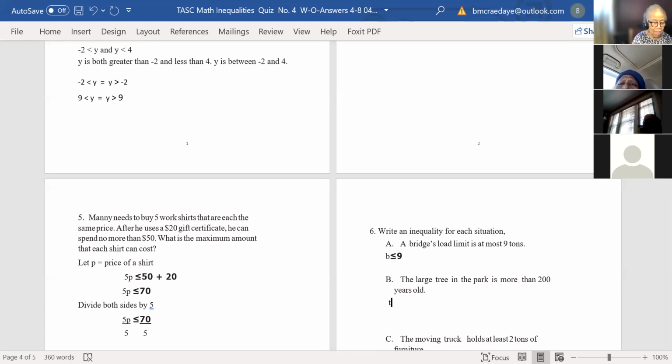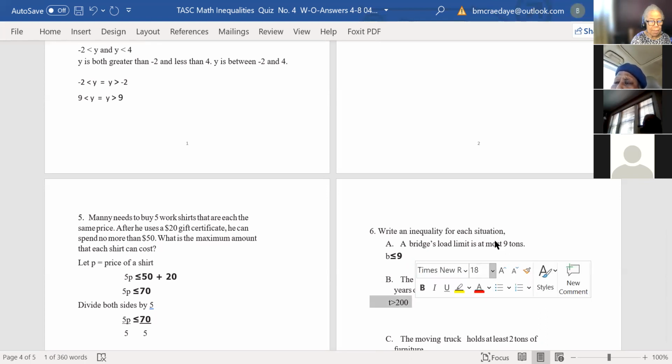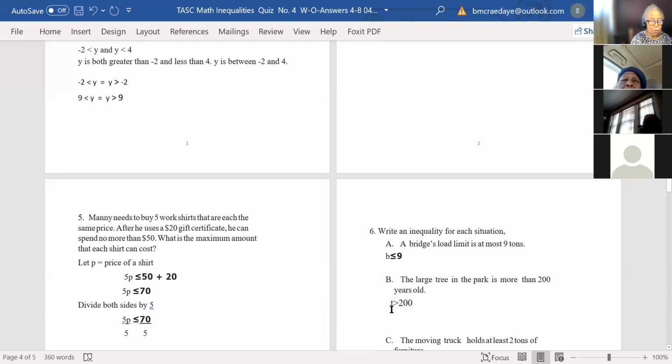Greater than or equal, less than or equal, greater than, less than. Which symbol? The greater than sign. Okay, so I write the greater than sign, greater than 200. The large tree in the park is more than 200. So that would be a greater than, right? Make that a little bigger. Okay, so T for tree greater than 200.